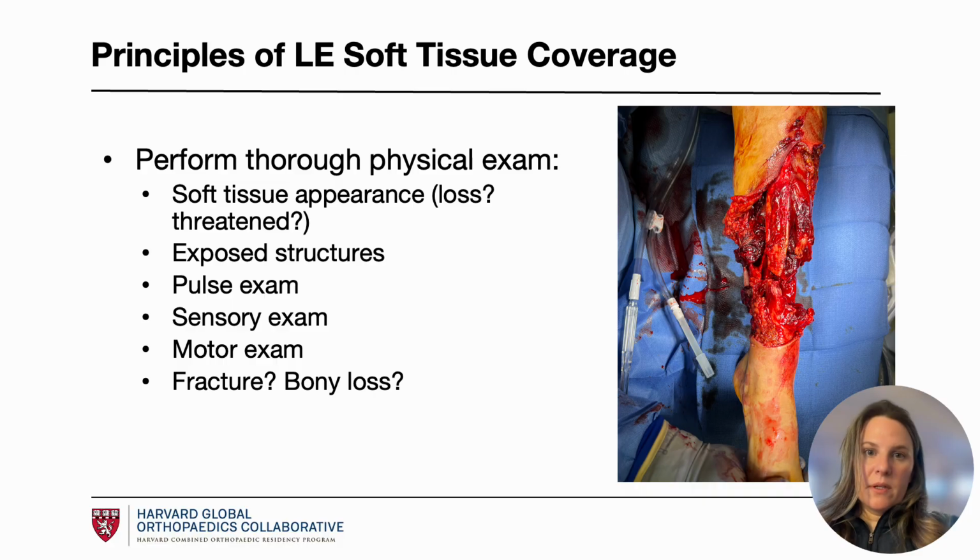Next, the physical exam is obviously key. As a plastic surgeon, I'm focused on what is the appearance of soft tissues, what have we lost, what looks threatened. I want to know if there are any exposed critical structures, and then a thorough pulse, sensory, and motor exam, if possible, are critical. And then I want to know what's the fracture pattern, is there bony loss, how are we going to treat it.